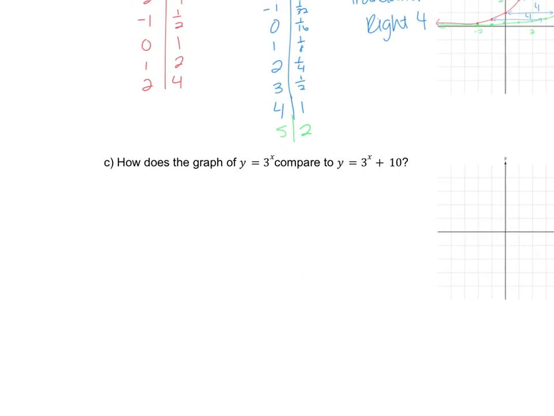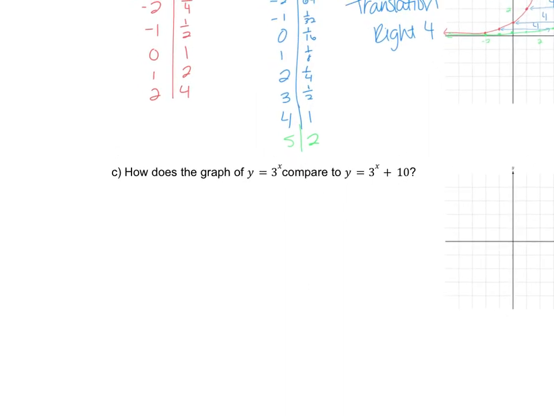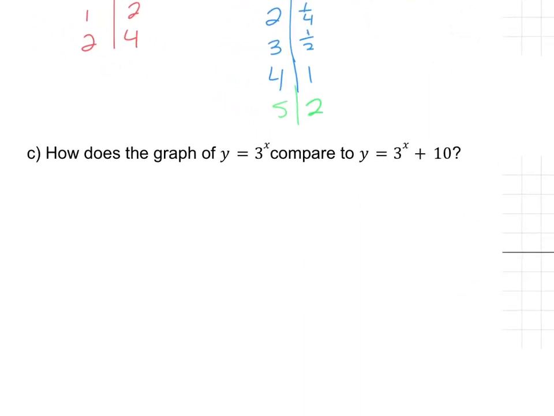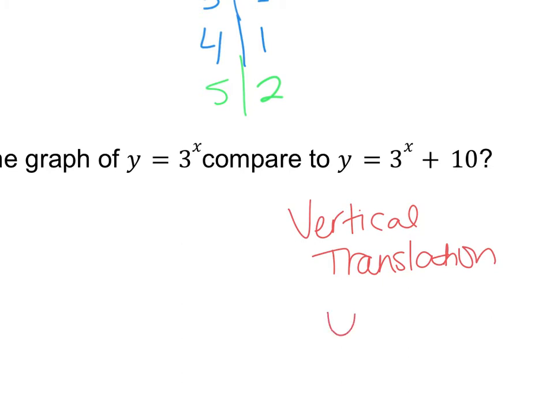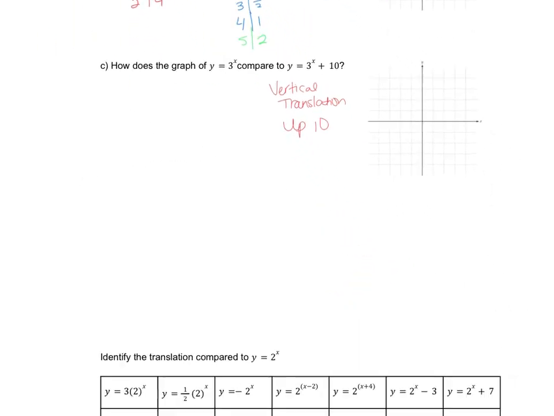All right, here's another one. What do you think is going to happen here? You know what? I'm actually not going to graph it. I'm just going to tell you what happens. Whenever you do this one, this is actually a vertical translation up 10. So it's just slid up 10, and we're going to get into what all the translations mean.